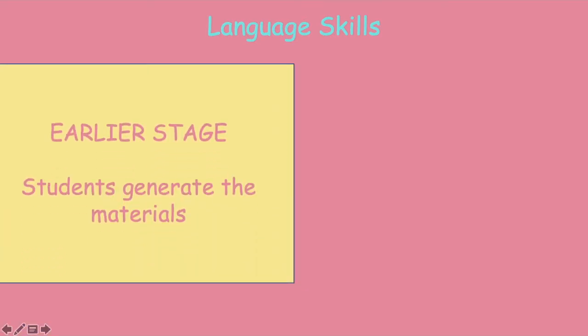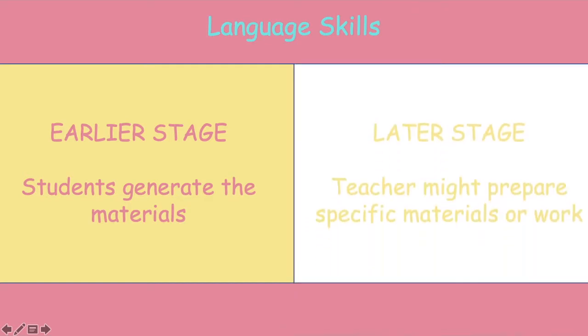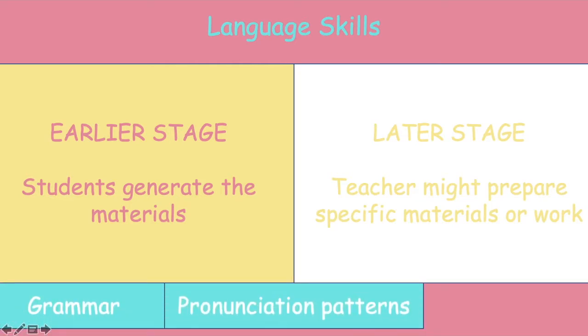Language skills. Basically, these are the language skills that are emphasized in this method. At the earlier stages, students generate the material since they can decide what they want to be able to say in the target language. At the later stages, after students feel more secure, the teacher might prepare specific materials or work with published books. Particular grammar points, pronunciation patterns, and vocabulary are worked with based on the language the students have generated. The most important skills are understanding and speaking the language at the beginning, with reinforcement through reading and writing.